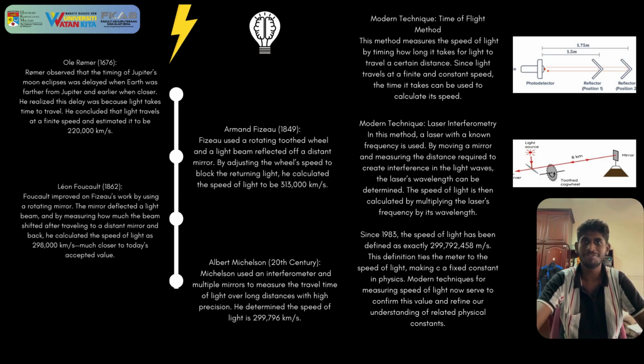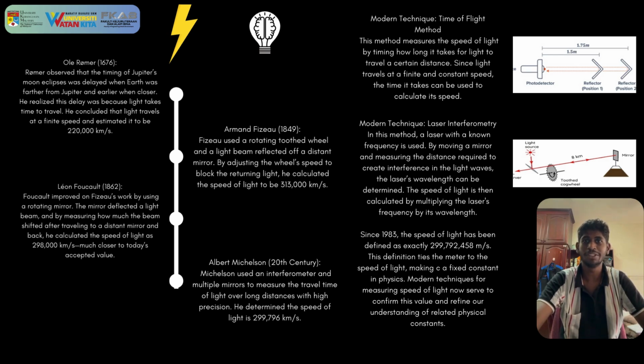Later on, Armand Fizeau and Foucault used a rotating toothed wheel and a light beam reflected off a distant mirror. By adjusting the wheel speed to block the returning light, Fizeau calculated the speed of light to be 313,000 km per second, and Foucault improved the experiment and got 298,000 km per second.